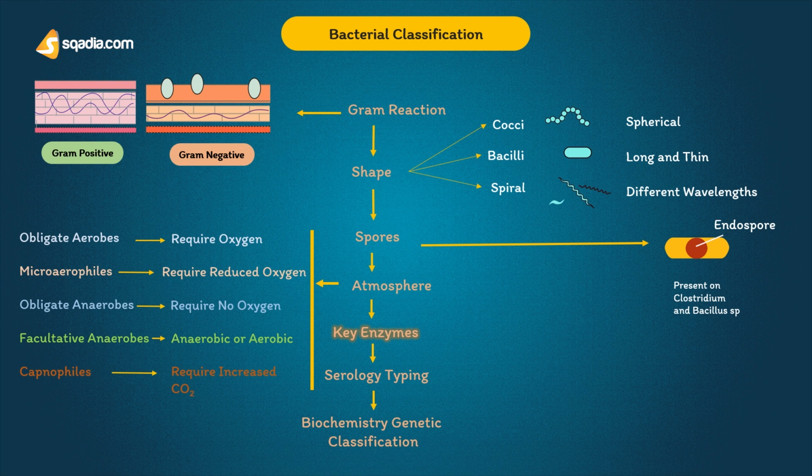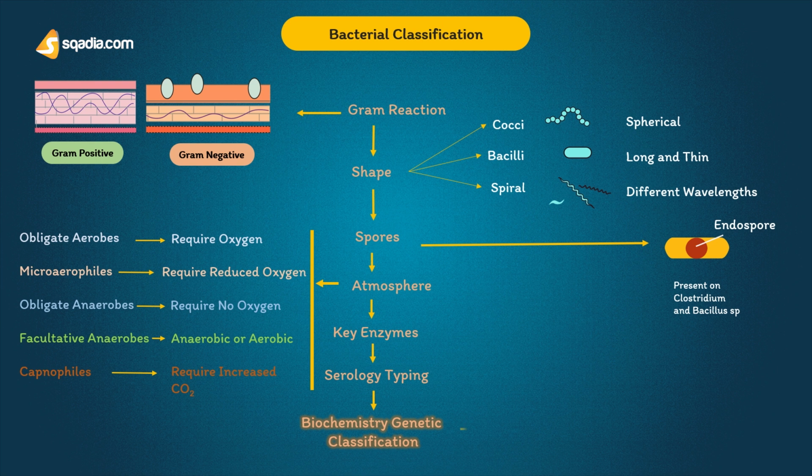Key enzymes. Some bacteria lack certain enzymes. For example, the lack of lactose fermentation helps distinguish Salmonella from E. coli. Serological reactions. Interaction of antibodies with surface structures may, for example, help to distinguish subtypes of Salmonella, Haemophilus, and Meningococcus.